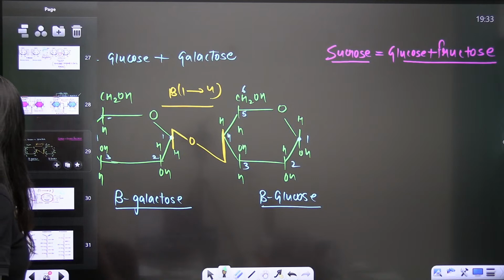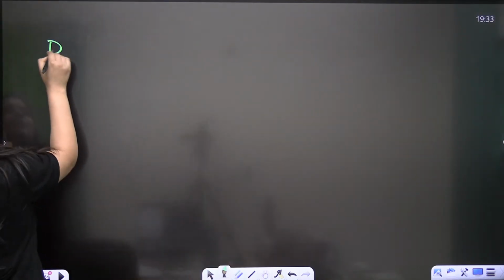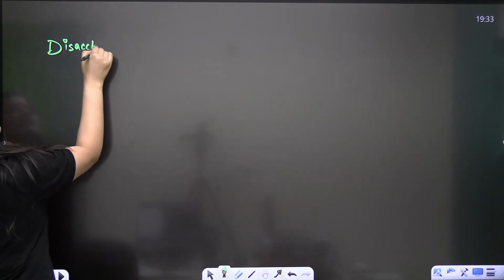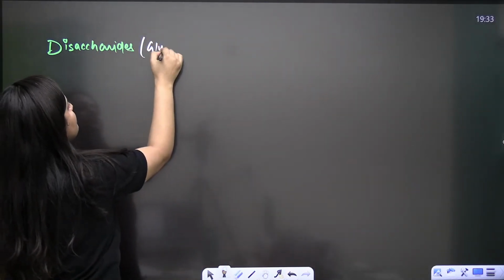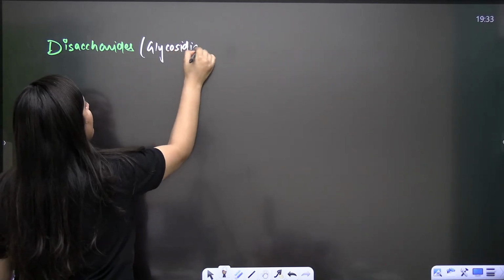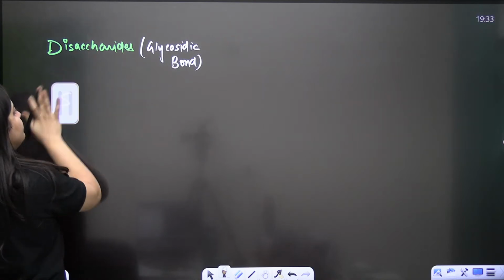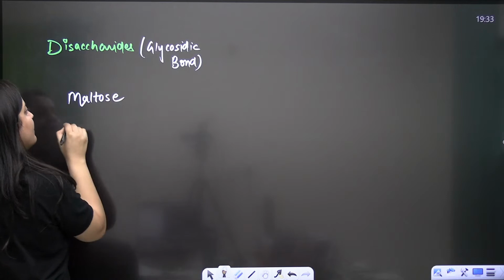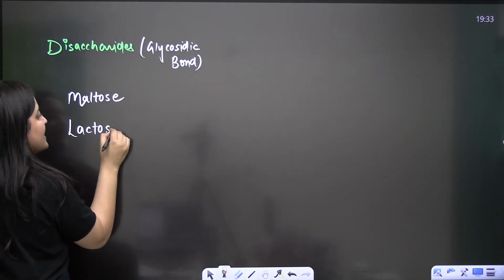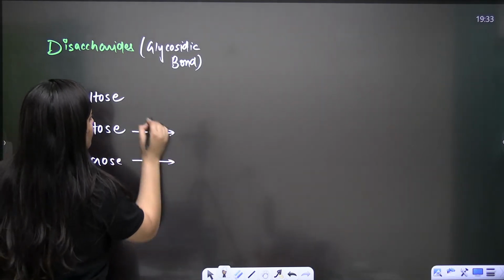Now for a quick revision. We are talking about the disaccharides. How will they form? By condensation. How does it occur? By dehydration. Which bond will be there? The glycosidic bond. So you have maltose, you have lactose. It's very easy. You have sucrose, isn't it?